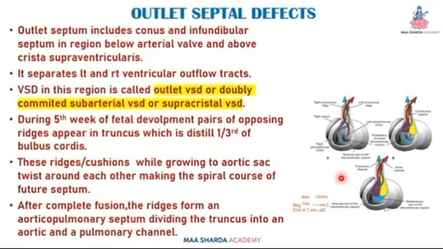During the 5th week of fetal development, pairs of opposing ridges appear in the truncus, which is the distal one-third of the bulbous bodies. These ridges or cushions, while growing to the aortic sac, twist around each other, making the spiral course of the future septum. After complete fusion, the ridges form an aorticopulmonary septum, dividing the truncus into aortic and pulmonary channels.